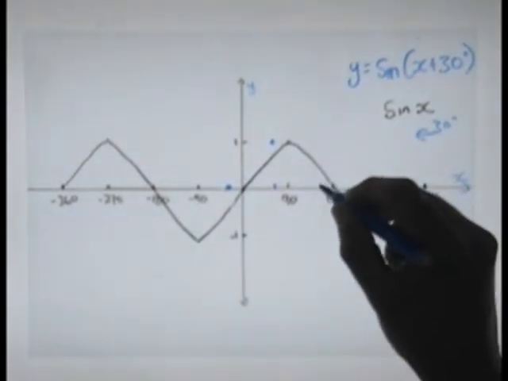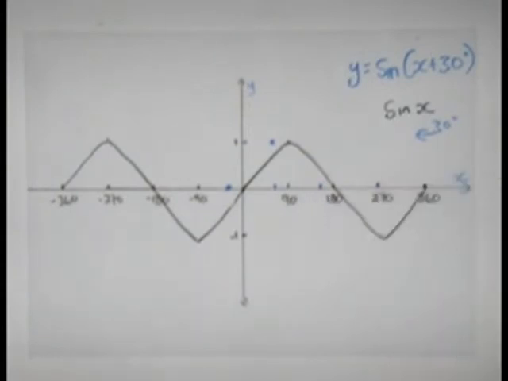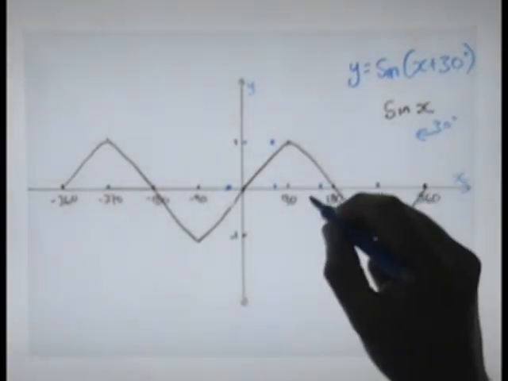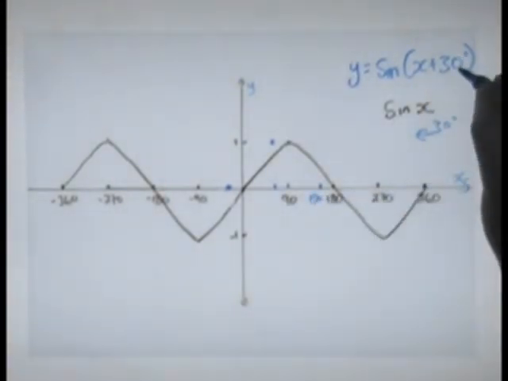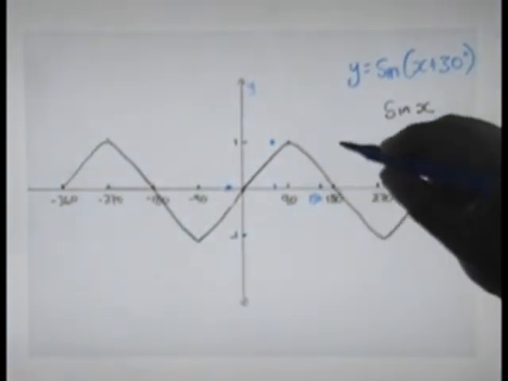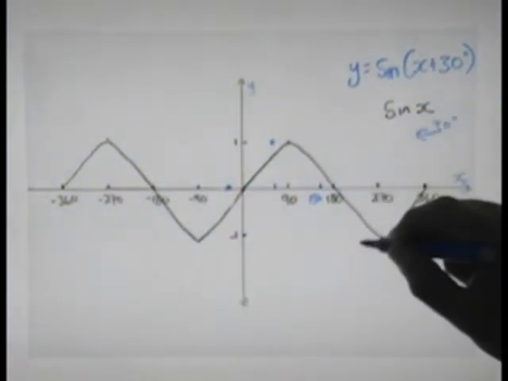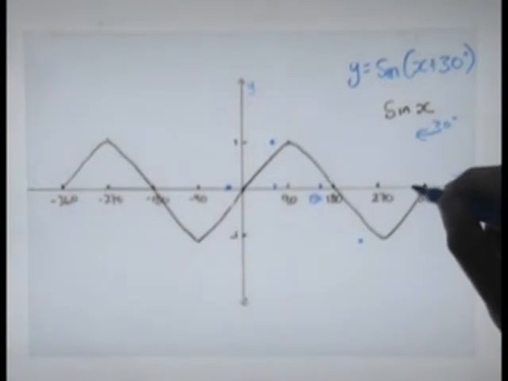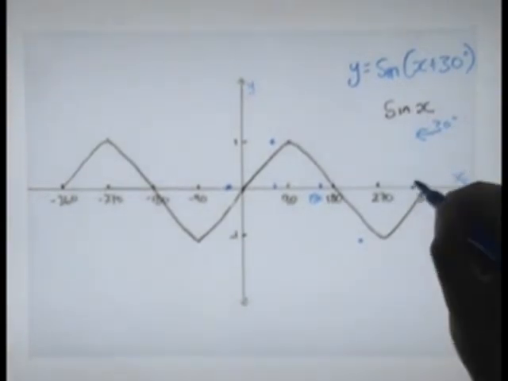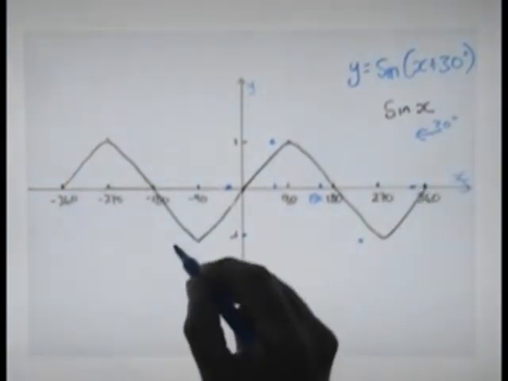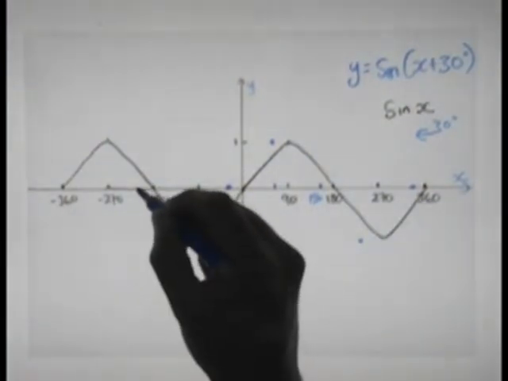180 degrees is going to be moved up as well. 150 degrees plus 30 is 180. Sine of 180 is 0. So do you notice that every point on this graph has moved 30 degrees to the left?